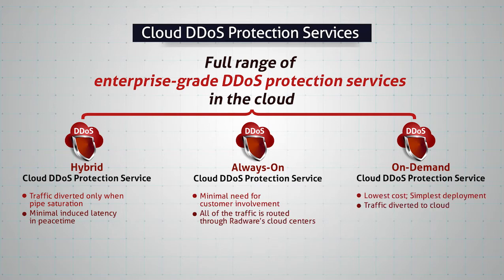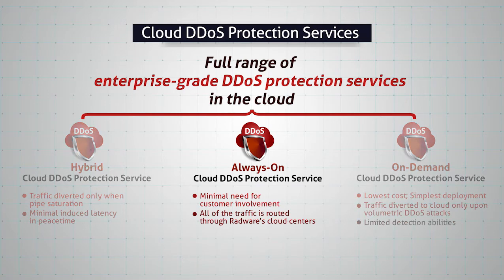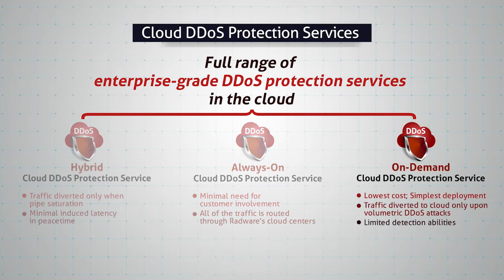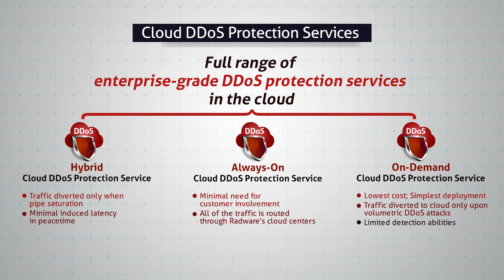With Radware's always-on cloud DDoS protection service, all the organization's traffic is routed through Radware's network of cloud centers, keeping the organization fully protected at all times with minimal need for customer involvement. Radware's on-demand cloud DDoS protection service protects against internet pipe saturation caused by cyber attacks. In this case, traffic is diverted to Radware's cloud centers only when a volumetric DDoS attack is detected.